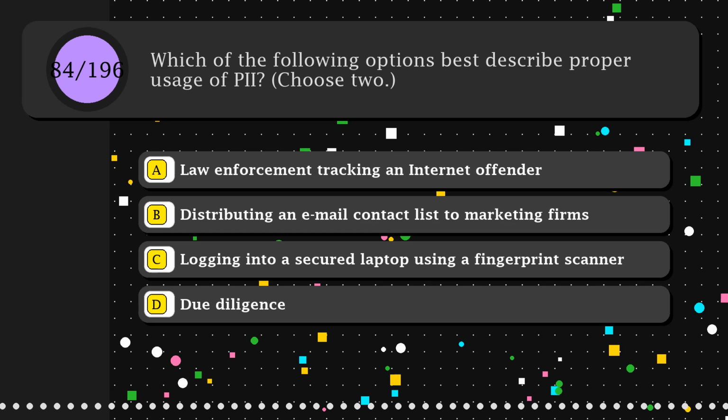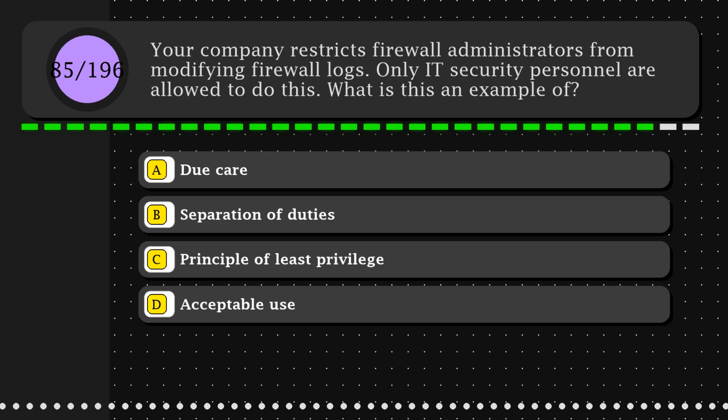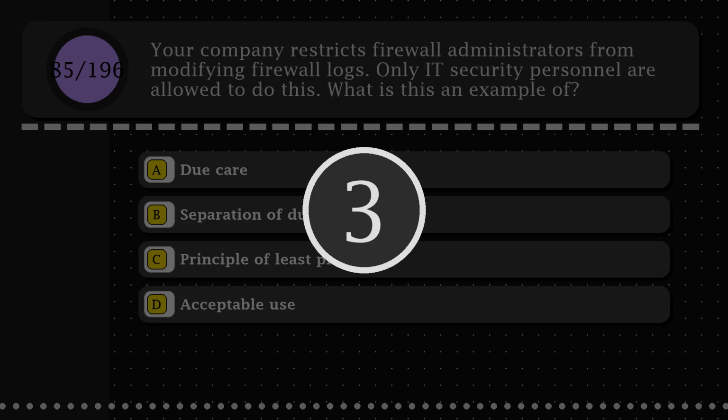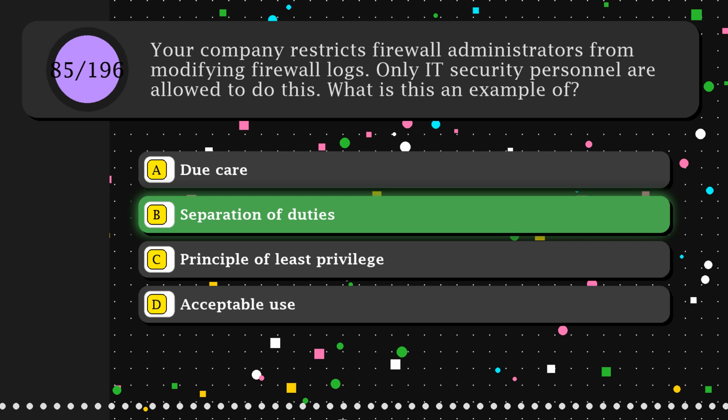The correct answer is option A, C. Question 85. Your company restricts firewall administrators from modifying firewall logs. Only IT security personnel are allowed to do this. What is this an example of? Option A, due care. Option B, separation of duties. Option C, principle of least privilege. Option D, acceptable use. The correct answer is option B, separation of duties.